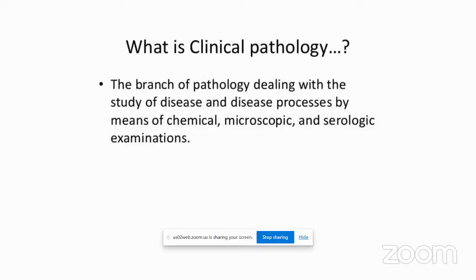Okay, then what is clinical pathology? Clinical pathology means the pathology dealing with the study of disease and the disease process by means of chemical, microscopic and serological examination. So what comes under clinical pathology? Chemical, microscopic, and serologic examination. These all come under clinical pathology.